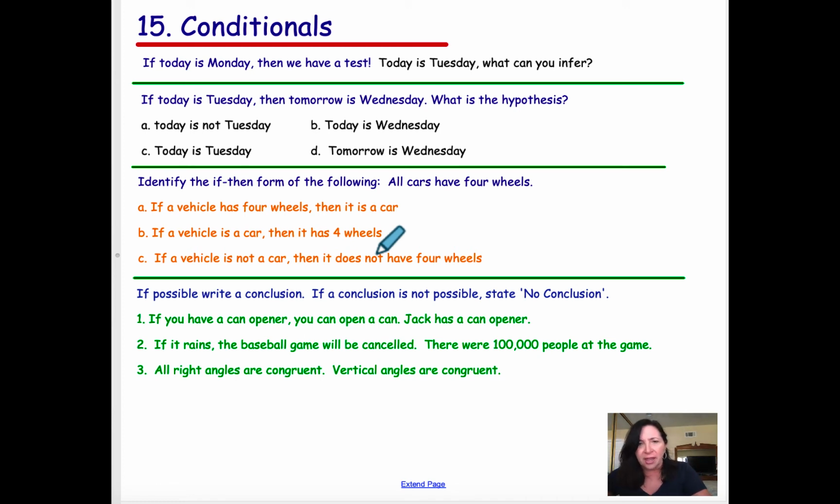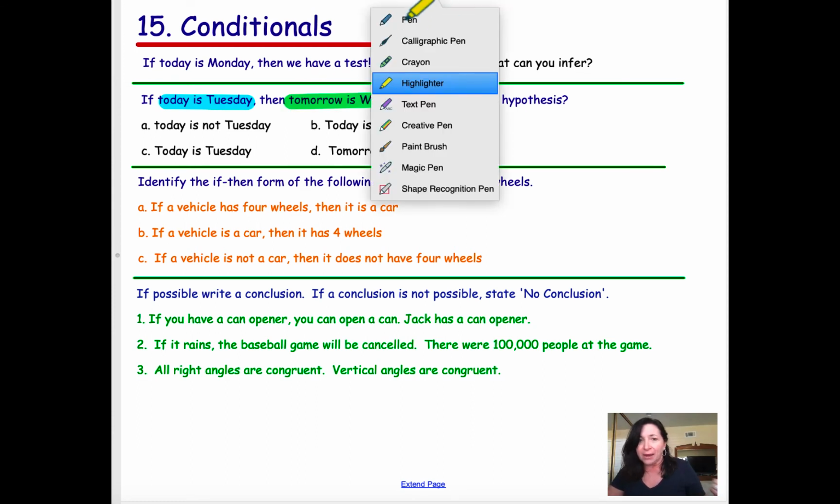If today is Tuesday, then tomorrow is Wednesday. What's the hypothesis? It's important to know the difference between the hypothesis and the conclusion, and what the actual hypothesis contains. I want to be very specific. Hypotheses do not have the word "if" in them. The hypothesis is not "if," it's just "today's Tuesday." And the conclusion doesn't have the word "then" in it. The conclusion would be "tomorrow is Wednesday." Okay, so just keep that in your head.